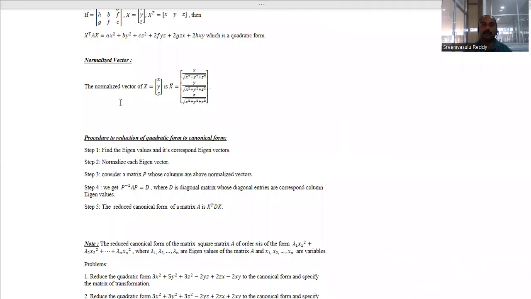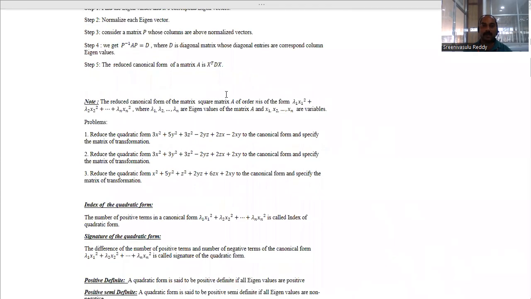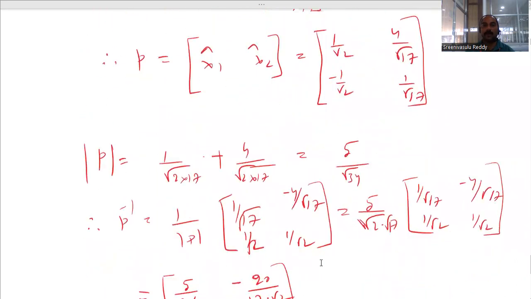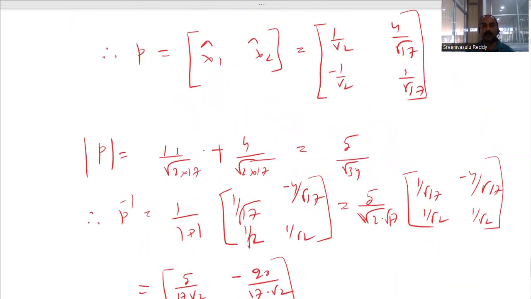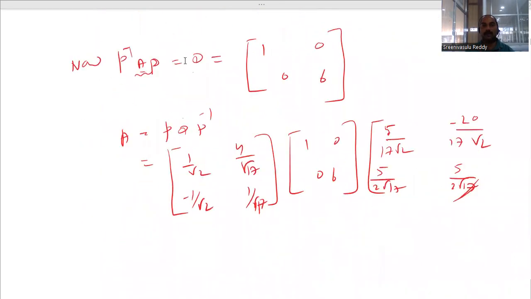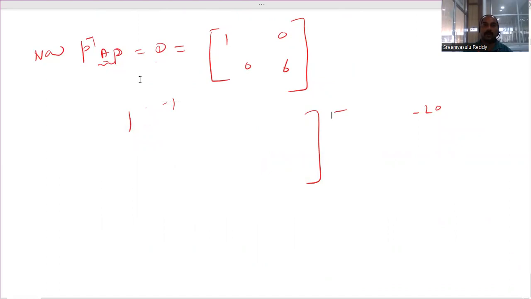Next part, similar matrices. The reduced canonical form, not X. Here I mentioned it wrongly. P inverse A P equals D, where D is the diagonal matrix. Usually the diagonal matrix is nothing but the diagonal matrix. In the last step I made a mistake. In the last step, don't take P inverse A P. After that, you get P inverse, okay. You get this 1, 6. No need to keep it here.